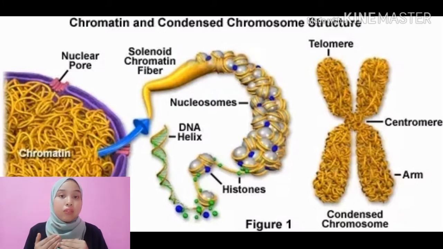It was not organized yet. However, when this DNA enters the prophase phase, the chromatin will reorganize, become shortened and thickened, and form a chromosome. So the first thing that you need to remember in prophase is that the chromatin will become shortened and thickened, and then it will form a chromosome.